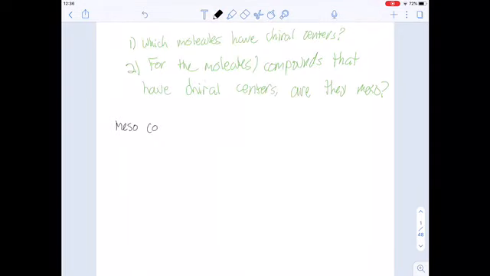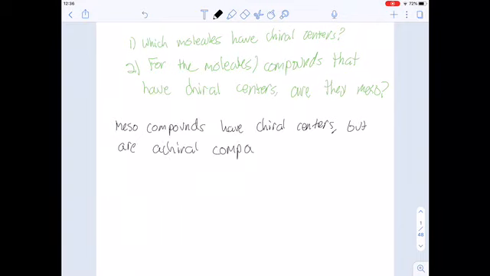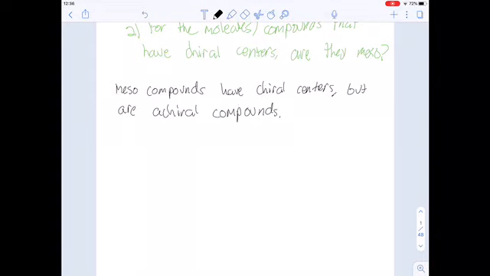I'm going to put the definition of meso again. So, meso compounds have chiral centers, but are achiral. Oopsie. Achiral compounds or molecules. So in your head, you should be thinking right now, what are the requirements for a meso compound? And I'm going to go over them with you in a second. I'll give you a second to think about it.